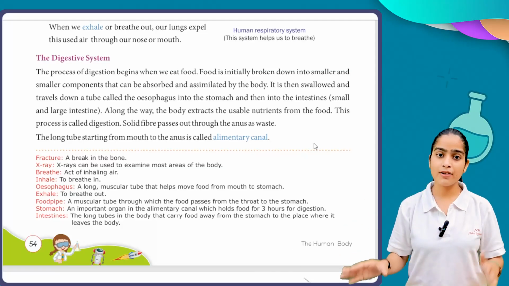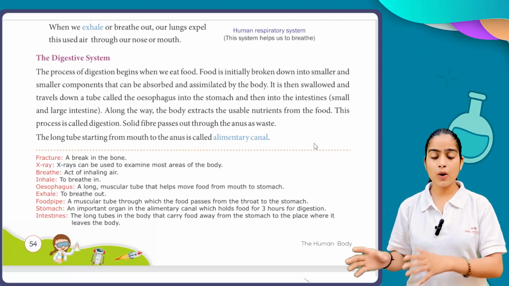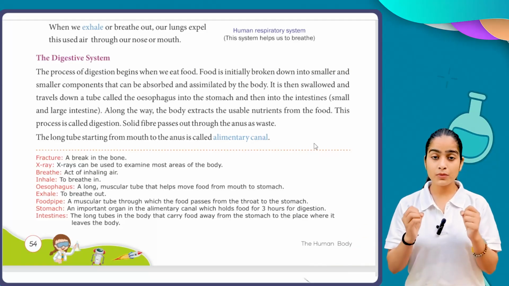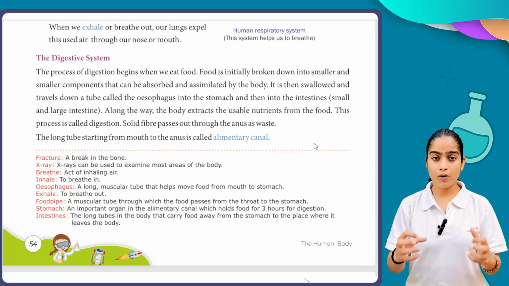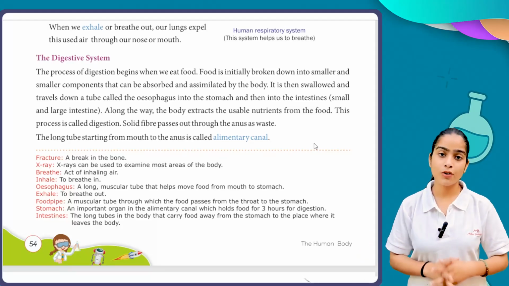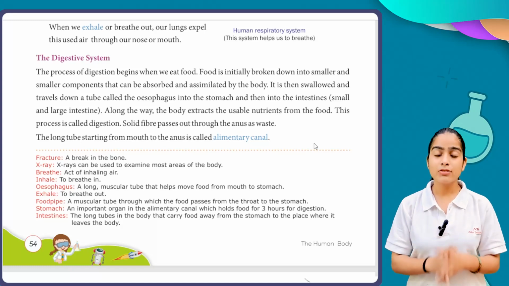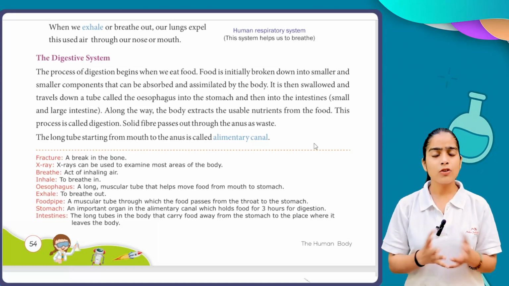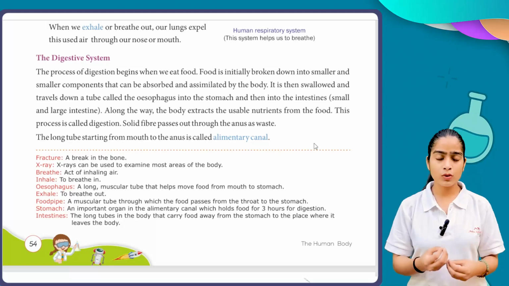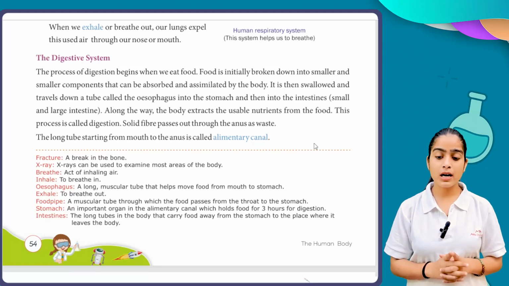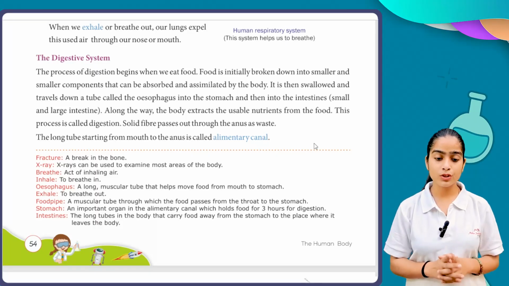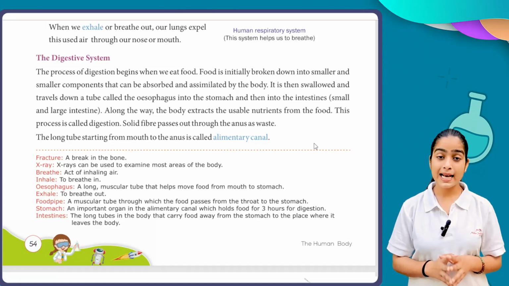the movement we have this digested food, and the nutrients from this food are absorbed by the different body parts with the help of our blood, and the rest of the food is collected. The rest of the waste is collected to the anus. So all the way the body extracts the usable nutrients from the food. This process is called digestion. Solid fiber passes out through the anus as waste.